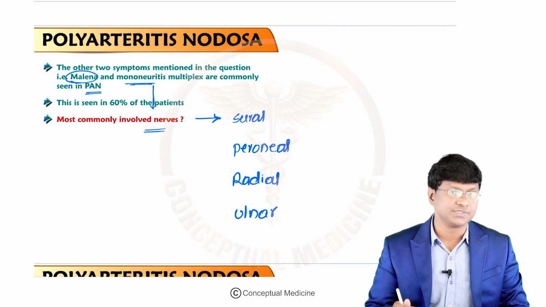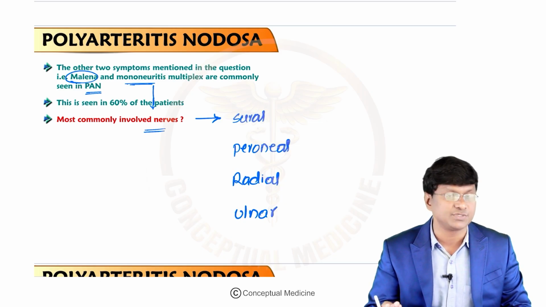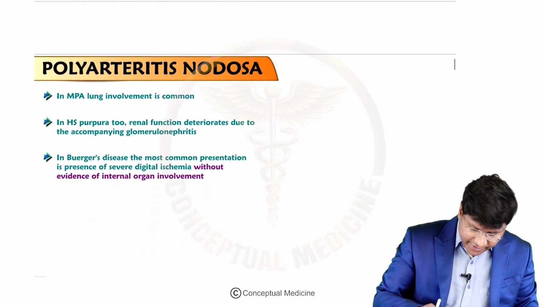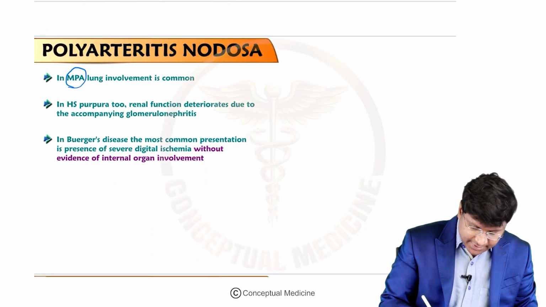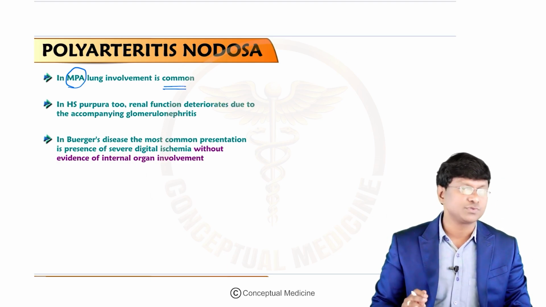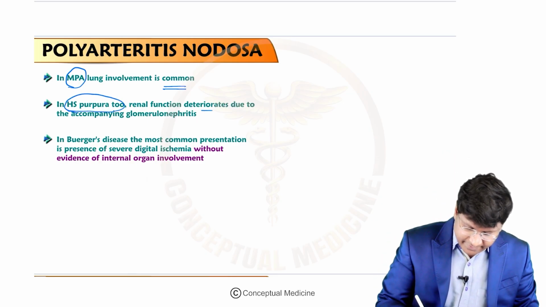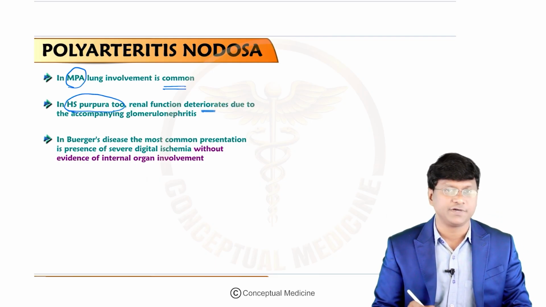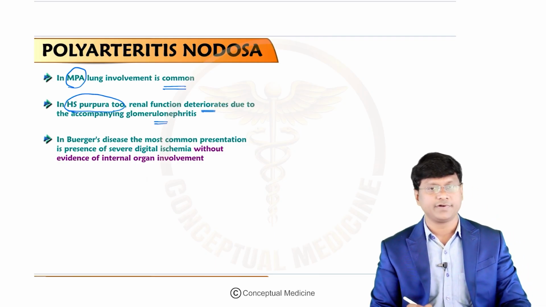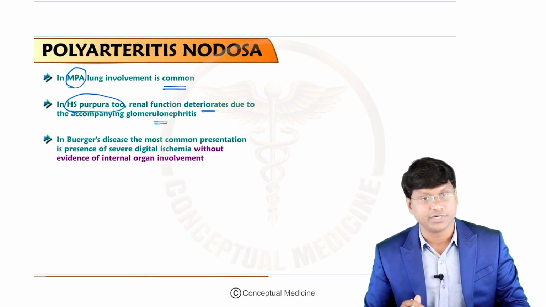Now take the other options: microscopic polyangiitis, Henoch-Schönlein purpura, and Buerger's disease. In microscopic polyangiitis, lung involvement is common, but in our question, lung involvement was not there, so microscopic polyangiitis is ruled out. In Henoch-Schönlein purpura, there will be deterioration of renal function because of the development of glomerulonephritis. But our question says normal renal function, so that rules out Henoch-Schönlein purpura.